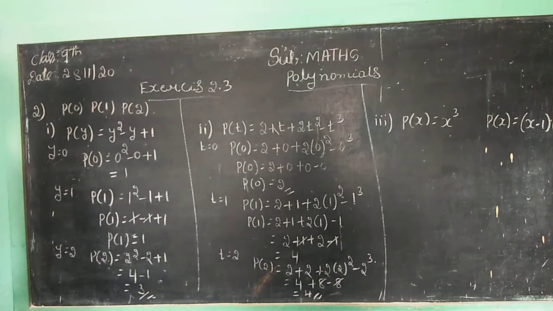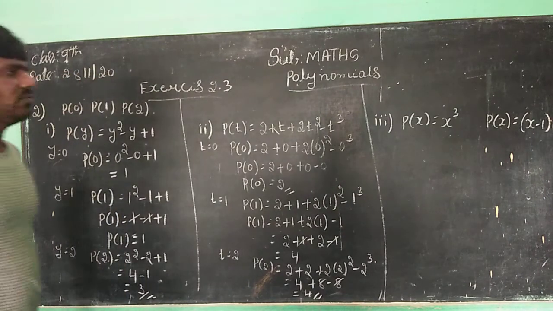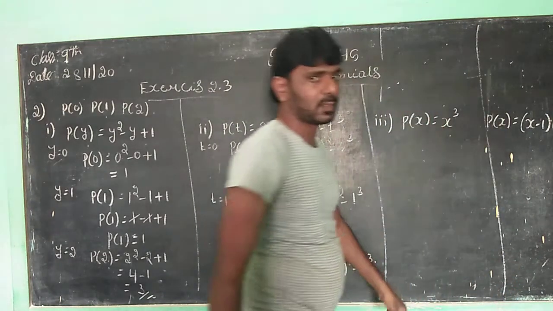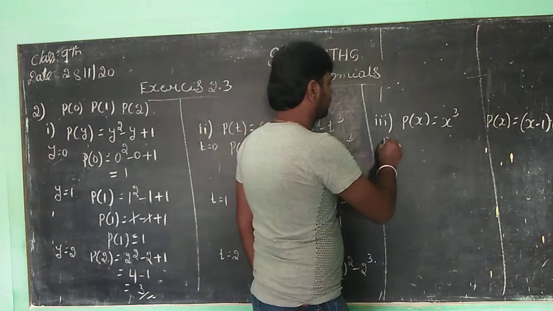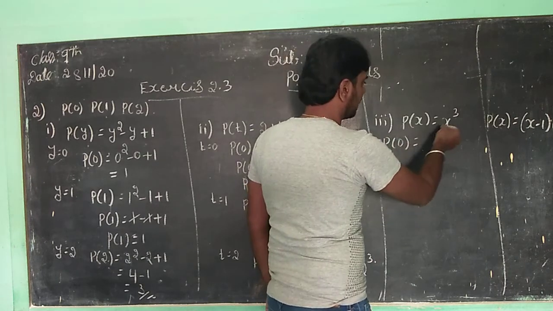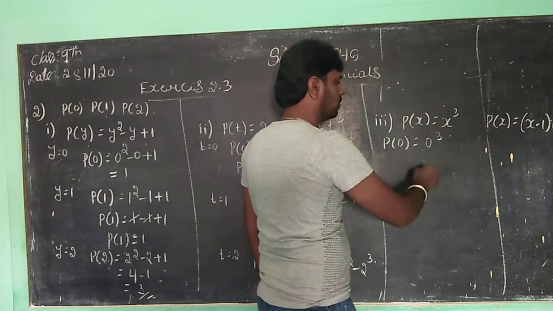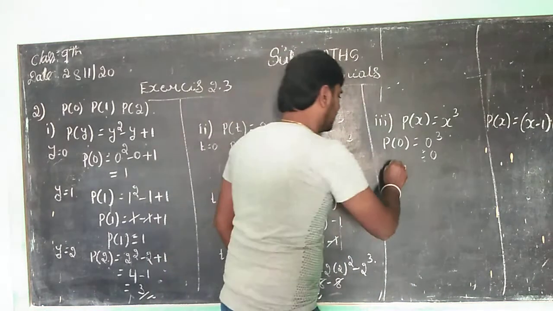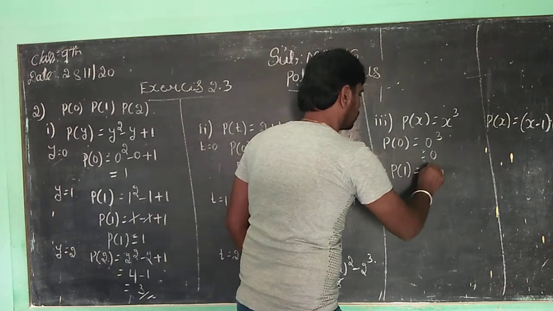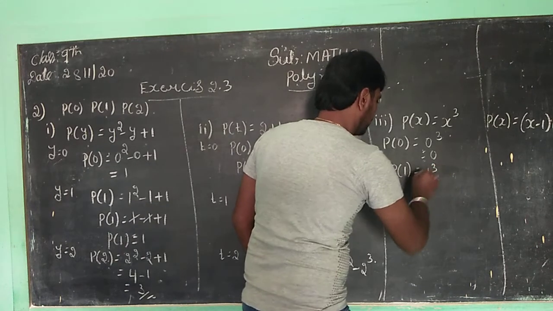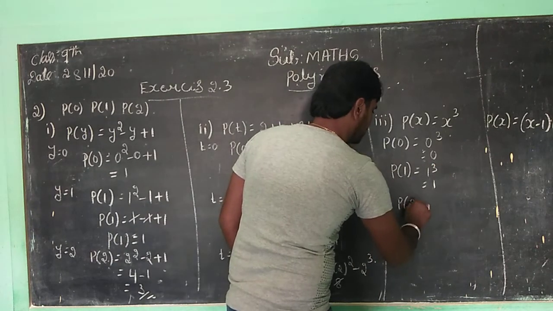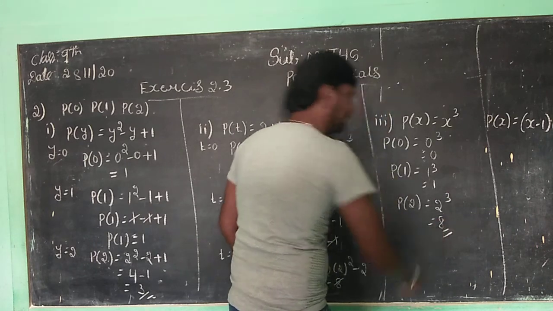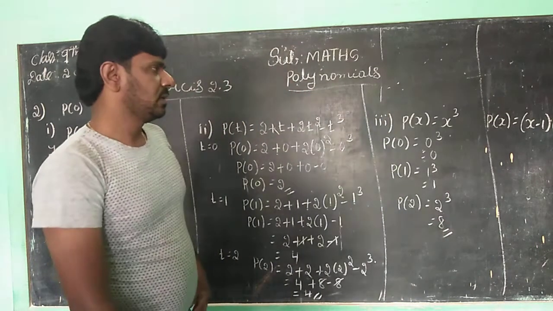Next, the third question: P of x is equal to x cube. Substitute: P of 0 is 0 cube, the value is 0. P of 1 is 1 cube, the value is 1. And P of 2 is 2 cube, which is equal to 8. This is the third question.